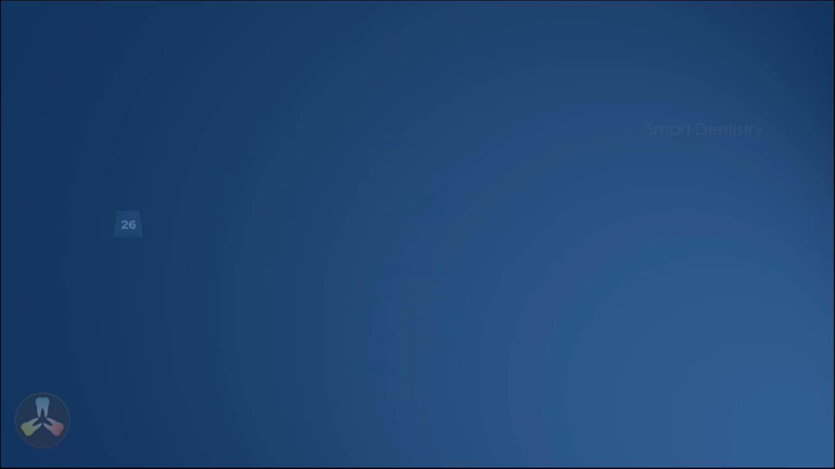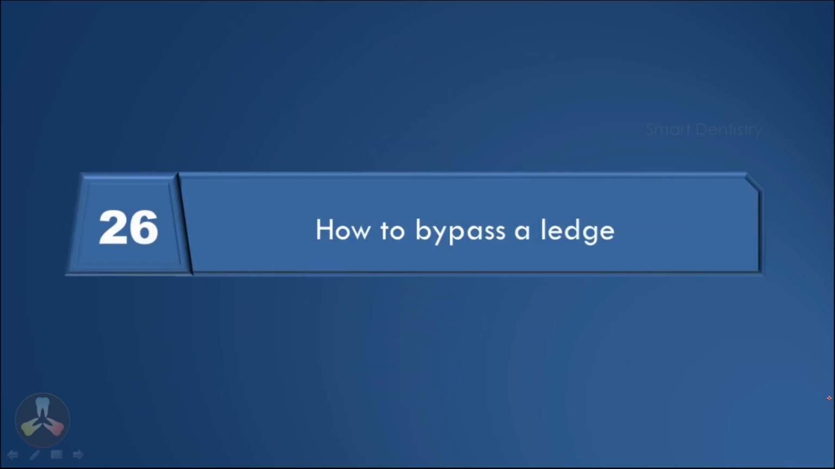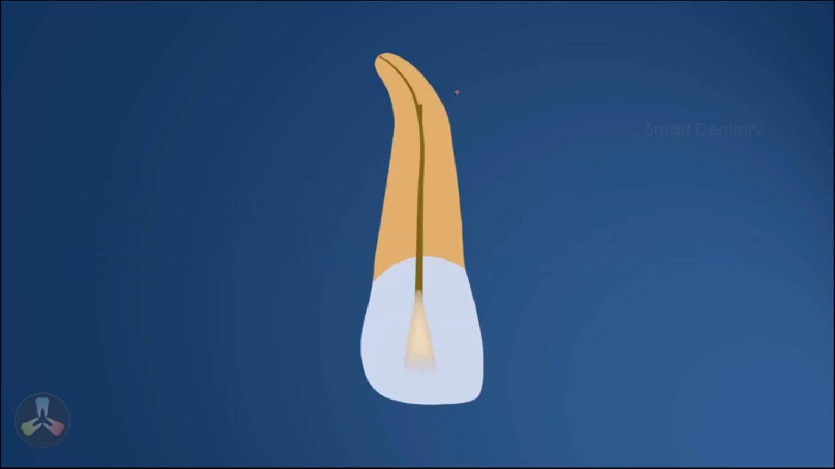Tip number 26. One common cleaning and shaping error that happens frequently, especially in the hands of an inexperienced operator or a beginner doing root canal treatment, is formation of a ledge. One of the biggest reasons for creating a ledge is using a file which is bigger in size and rotating a file at a fixed length inside the root canal.